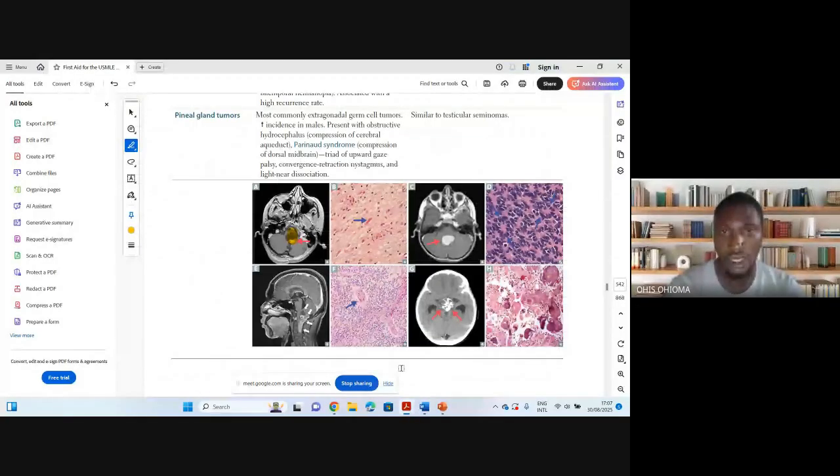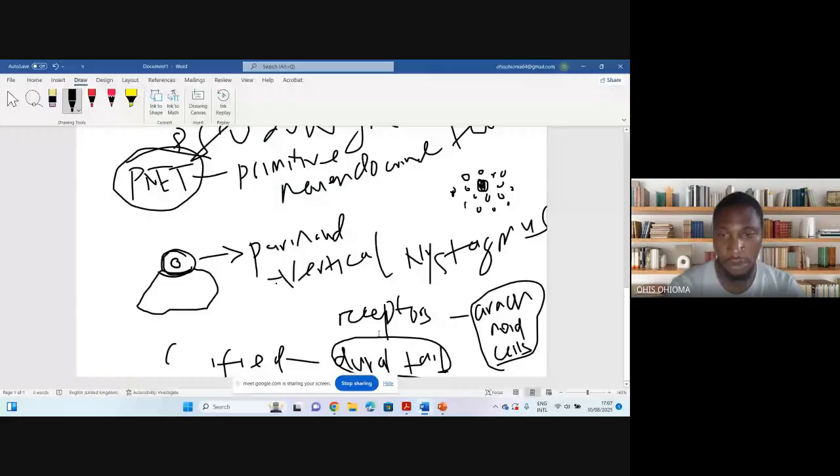And then the patient has this light-near dissociation, and this upper gaze palsy. So the patient is unable to look upward as well. Upward gaze palsy.